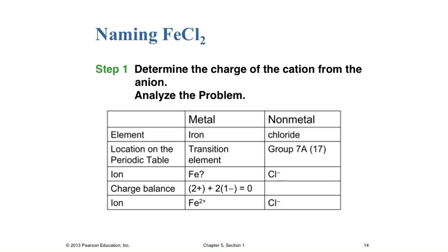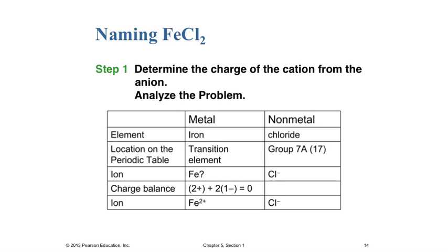Let's do an example together. Let's take FeCl2. The first step when we're naming variable charges is to identify the cation and the anion. Remember, your cation is your metal. In this case, it is iron. And your nonmetal is chlorine, which turns into chloride because we have to drop the ending and add IDE.